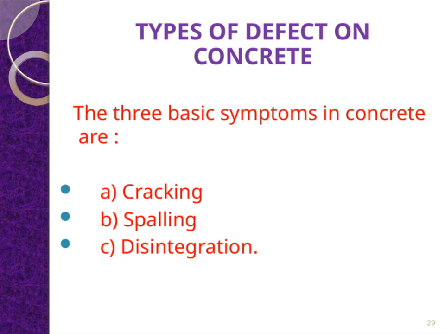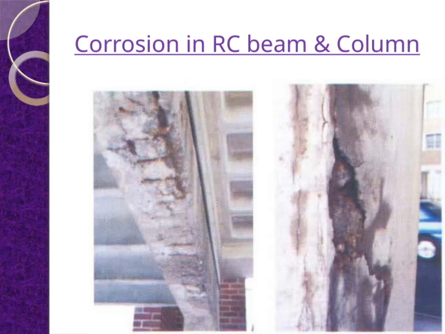Recognizing these signs early allows for timely maintenance and repair, ensuring the longevity and integrity of our concrete structures. Let's take a closer look at corrosion in reinforced concrete beams and columns. As you know, these structural elements are vital for supporting loads and maintaining building integrity. However, corrosion of the reinforcing steel is a common and serious issue that can compromise their strength and durability over time.